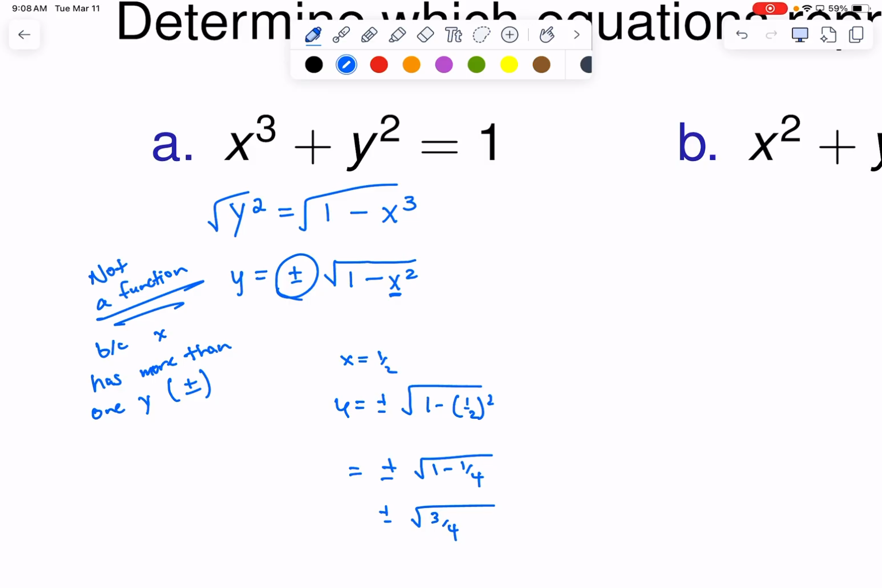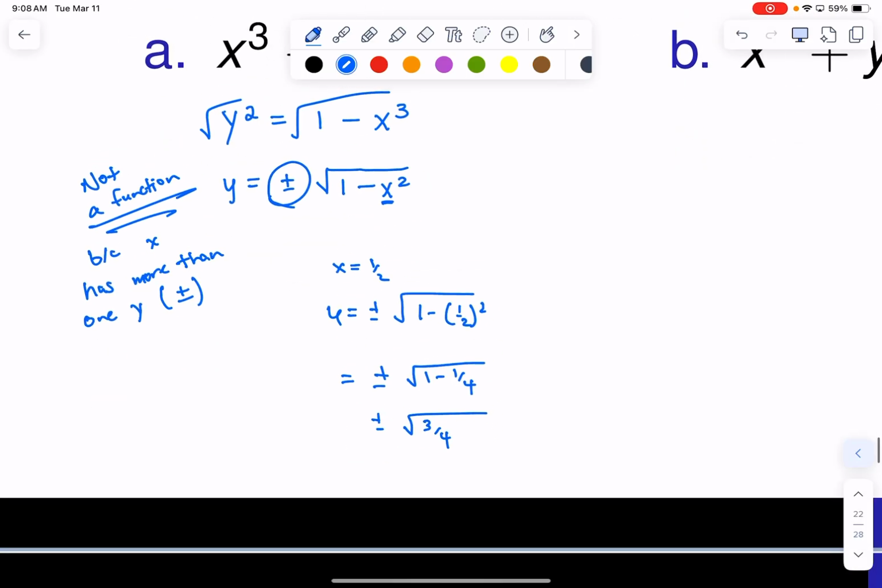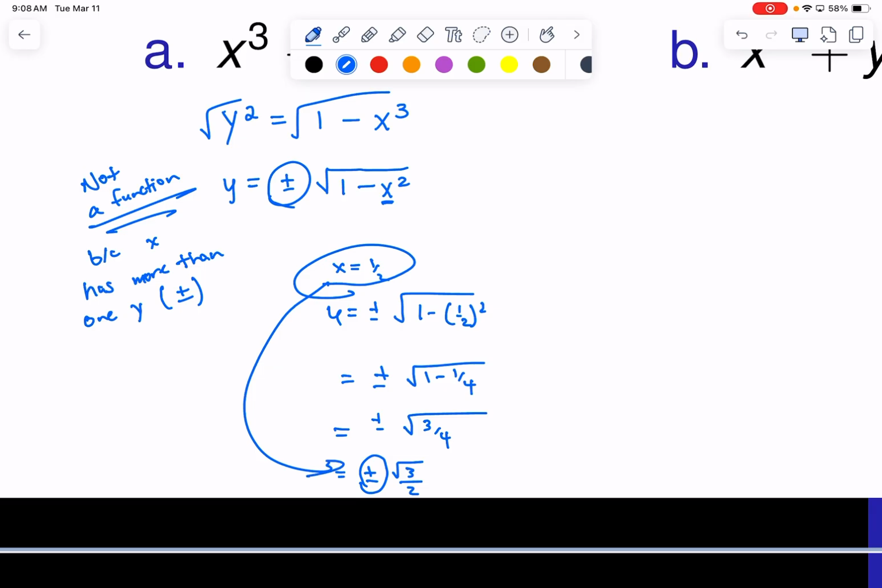Because you can't do the square root of 3, but you can do the square root of 4. So you could get plus or minus root 3 over 2. But you would need a calculator to know what that is. Agreed? It's a decimal, right? But the most important thing is how many answers were there? So x equals 1/2 gave you how many answers?